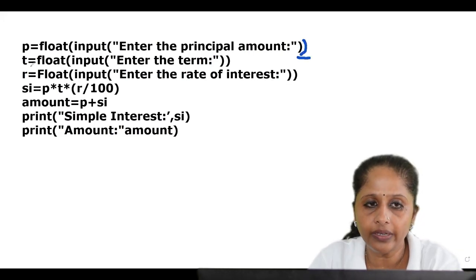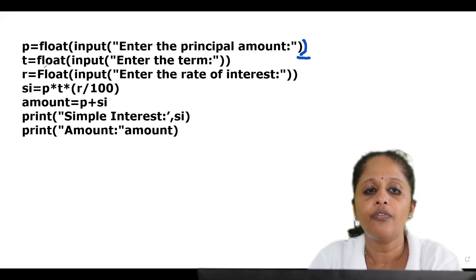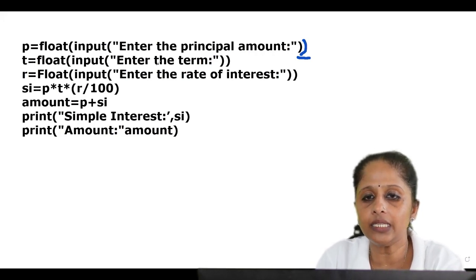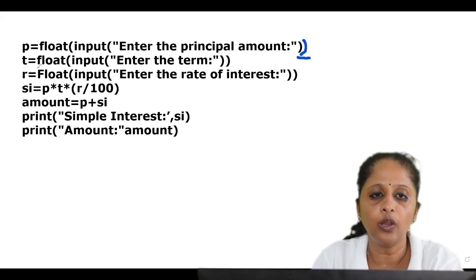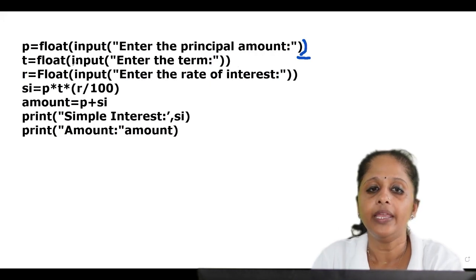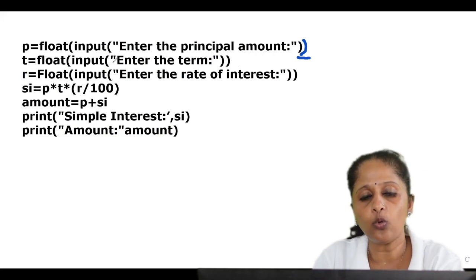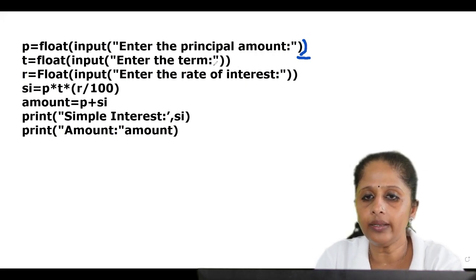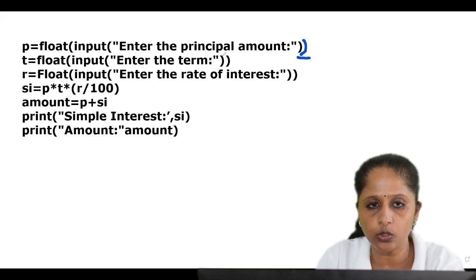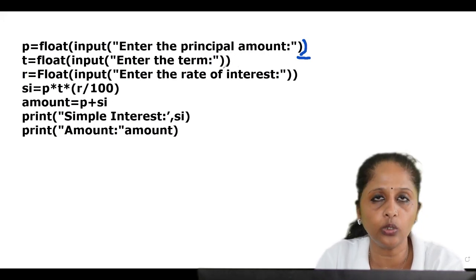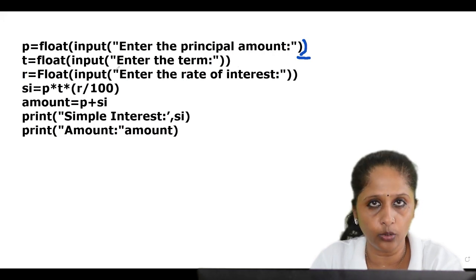So next one we have T equal to float input enter the term. So T is a variable, no problem, equal to okay. Float is a keyword. Then opening the parenthesis, no problem. Input and again opening the parenthesis, opening the quotes, enter the term, colon and quotes, closing all the parentheses. Here it is open, that is closed, and here also open, that is also closed. So in the second line there are no errors.